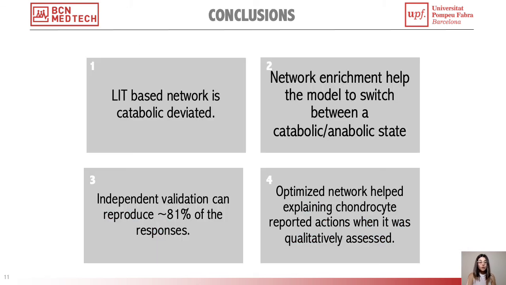So as main conclusions, we can say that the literature-based network is catabolic deviated because osteoarthritic information also is. Then network enrichment helps integrating metabolic switches between catabolic and anabolic states. Then the optimization process helps us reproduce almost 81% of the responses in a totally independent experimental set. And finally, our optimized network helps explain chondrocyte reported actions as well as reproducing a real case treatment.